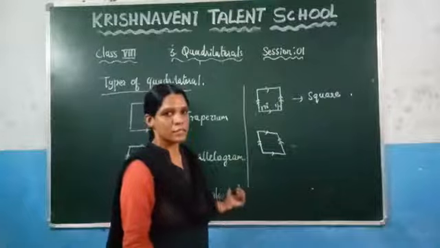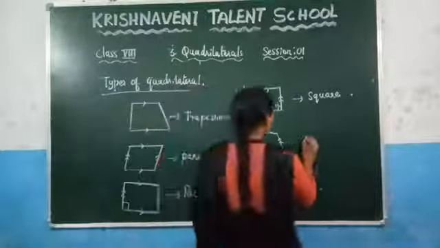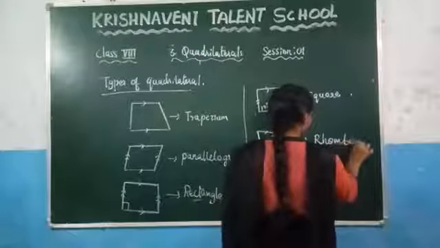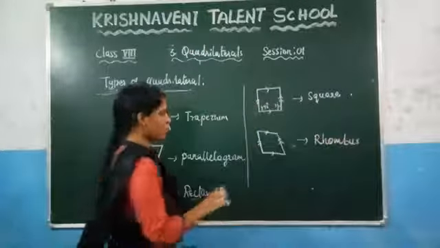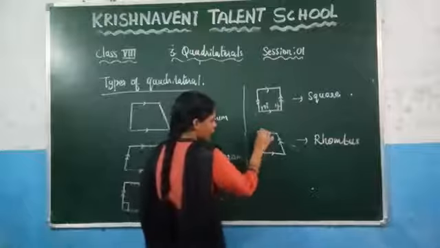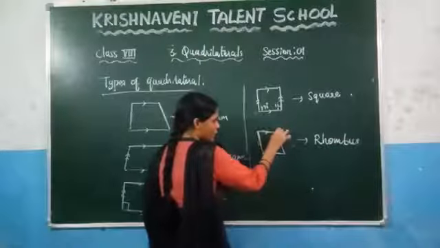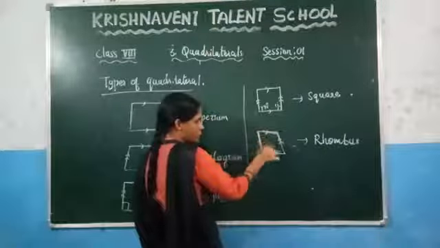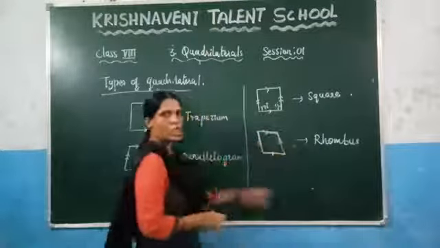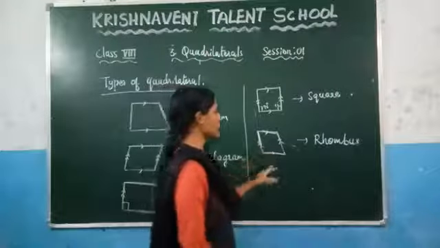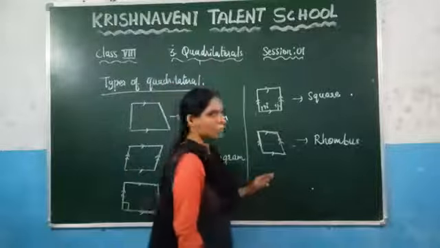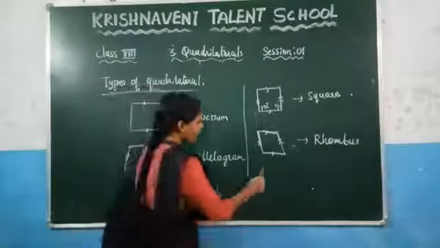If the adjacent sides are equal, you will get a special type of quadrilateral which we call a rhombus. This side is equal to this side, and this side is also equal to this side, because these two are adjacent sides. Similarly, these two are adjacent, these two are adjacent, these two are adjacent. So, if all are adjacent sides, we can clearly say that all sides are equal in a rhombus. So, this is about the rhombus, and the last one is here.